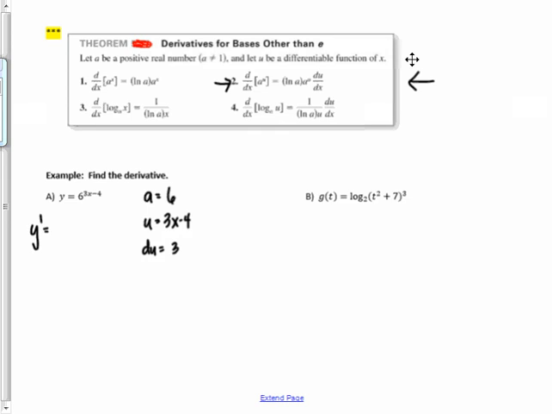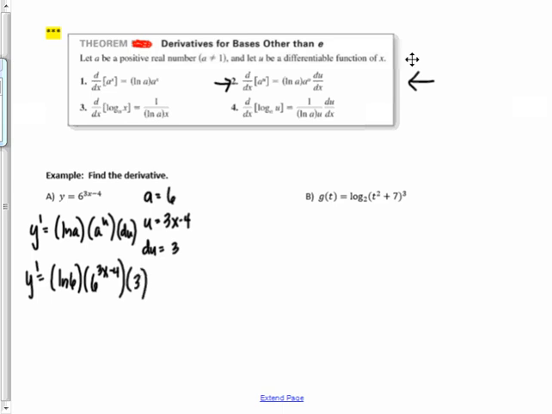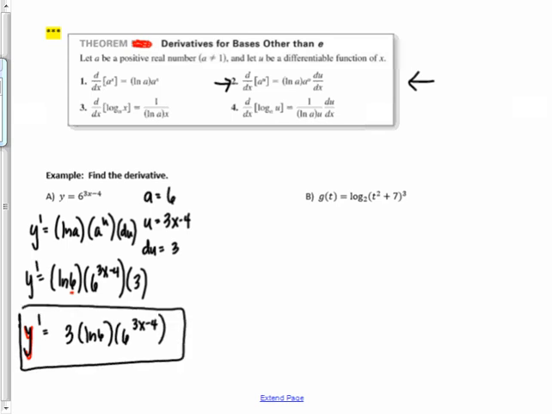So when I get ready to take the derivative, you can see that the derivative is going to be natural log of a times a to the u times du. So I just need to fill in all those pieces. So I get natural log 6 times 6 to the 3x minus 4 times 3. There's absolutely nothing I can simplify in there, because remember, whatever's behind the ln is locked in. You can't multiply that 6 with that 3. Okay, so the derivative is just 3 times the natural log of 6 times 6 to the 3x minus 4. So these are just kind of plug and chug formulas.